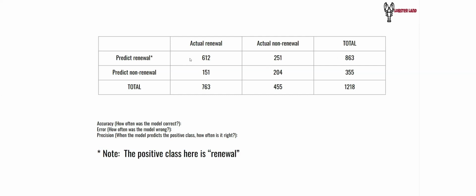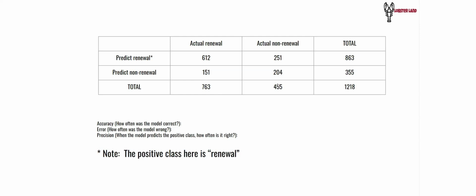So the times when these match up, like the 612, that's the number of times where the prediction and the actual are the same. And the 204 here is another instance of that, where the prediction was non-renewal and the actual result was non-renewal. Those cells represent the times when the model was accurate. Across that bottom row, we see the total true outcomes. There were 763 actual renewers and 455 households that did not actually renew.